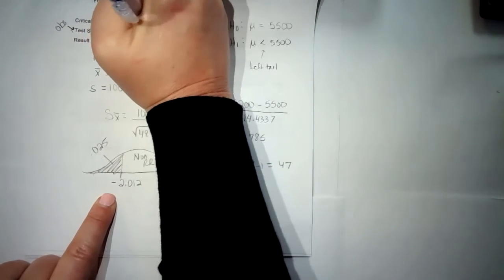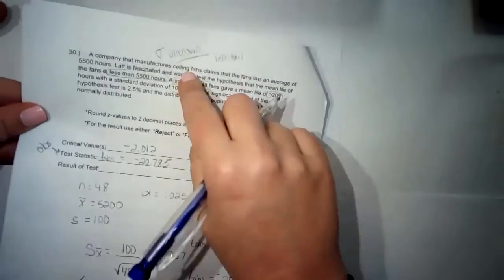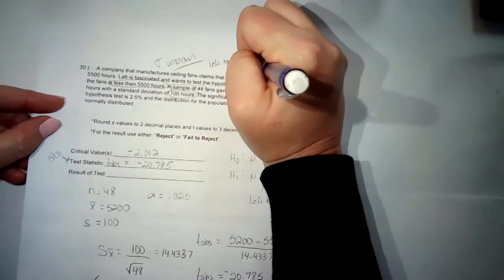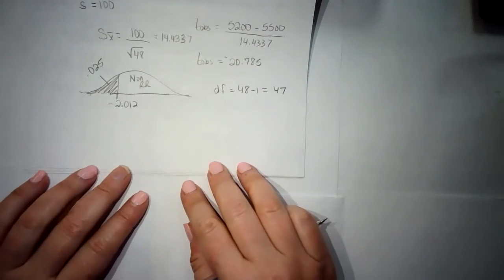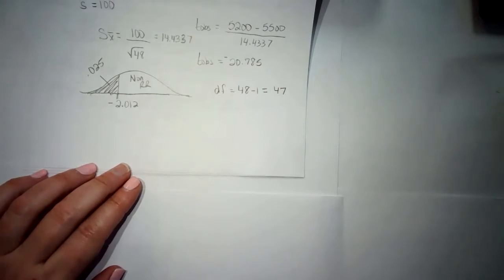Positive 2.012 is a choice and negative 2.012 is a choice. You're going to have to make sure that you know it's negative. So for your sigma unknown left-tailed test, you're going to have a negative critical value. It's not going to come out that way. You have to do that because of your knowledge of the test.